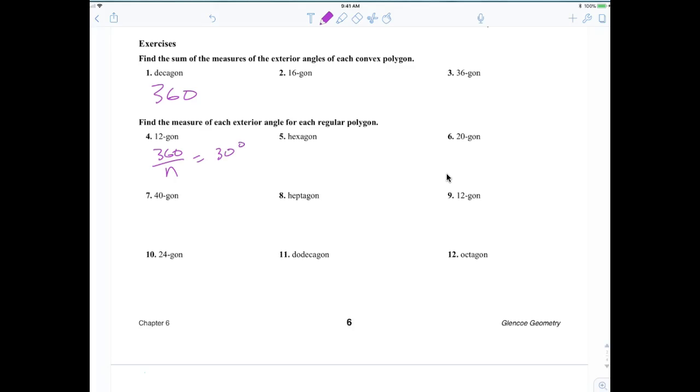If you want to save yourself some time, you can go under y1 and do 360 divided by x, and then type in 12, 6, 20, 40. Isn't 360 divided by 12 30? Yes, sorry. A heptagon is a 7. That is correct.